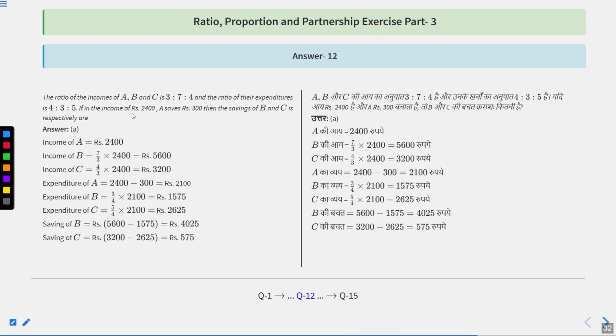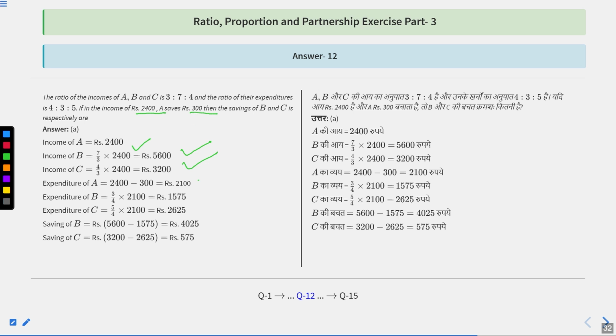Question says that A's income is 2400. Clear? And he saves 300 rupees. So income of B will be 7/3 of 2400, because 3 units equal 2400. So 7 units will be 5600. Same way, income of C is equal to 4/3 multiplied by 2400, which is 3200. Clear? Now the expenditure of A is 2400 minus 300, because A saves 300 rupees.